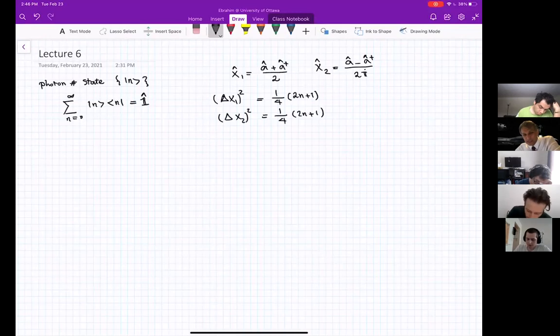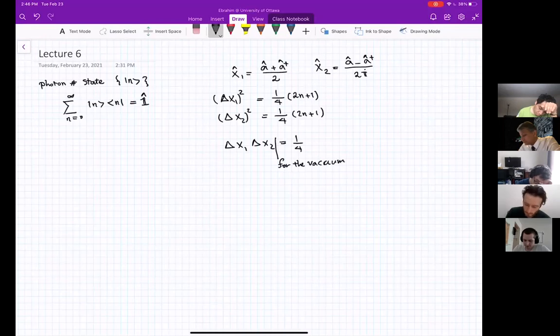We said that explicitly we are interested in the case of vacuum, because delta x1 times delta x2 is given by 1 divided by 4 for vacuum. Essentially, for any photon number state, delta x1 times delta x2 equals 1 divided by 4 of 2n plus 1, which is not surprising, is always greater than or equal to 1 divided by 4. Only for the case of vacuum are we saturating this.